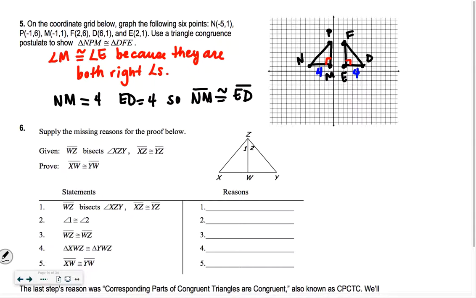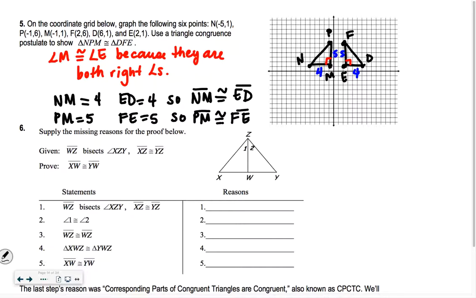How about P and M and F and E? 1, 2, 3, 4. Is that 5? 5 and 5? Yeah, so we'll do the same thing for that. So we're going to say PM is equal to 5 and FE is equal to 5. So PM is congruent to FE.